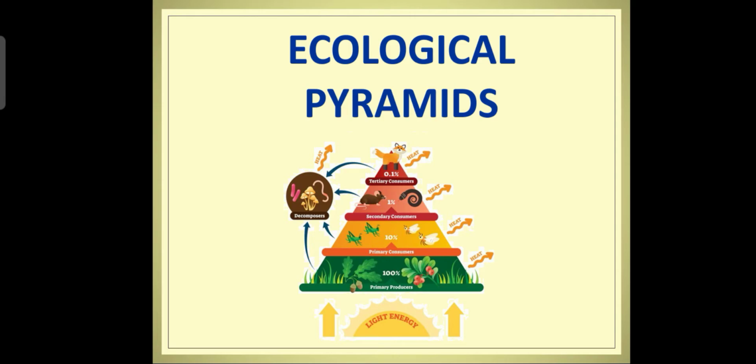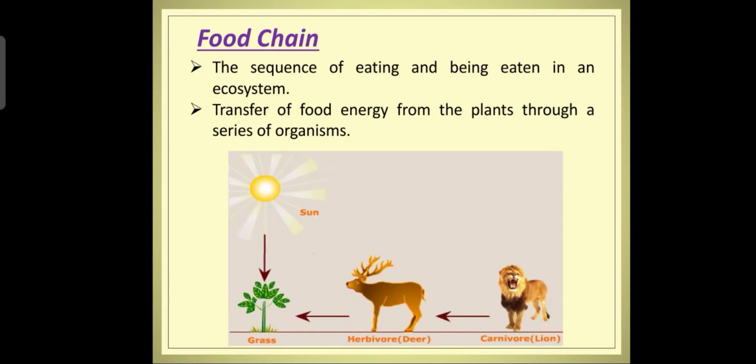In this video, I am going to explain the topic ecological pyramids. Before entering into this topic, we must know about food chain and food web. The sequence of eating and being eaten by an organism in an ecosystem is called food chain. Usually, it is referred to as the transfer of food energy from the plants through a series of organisms.